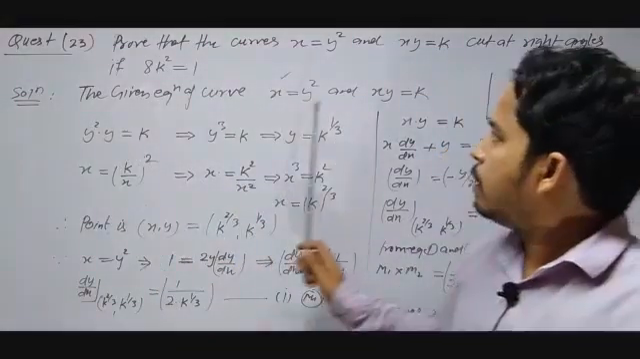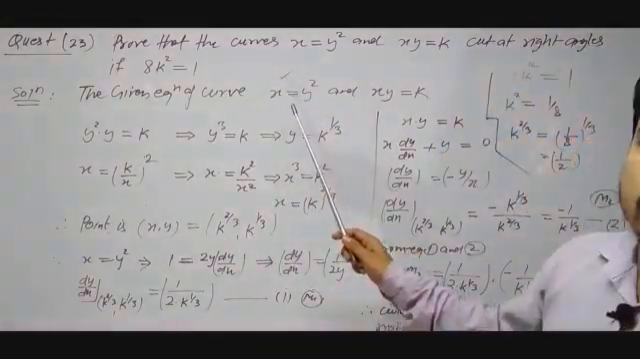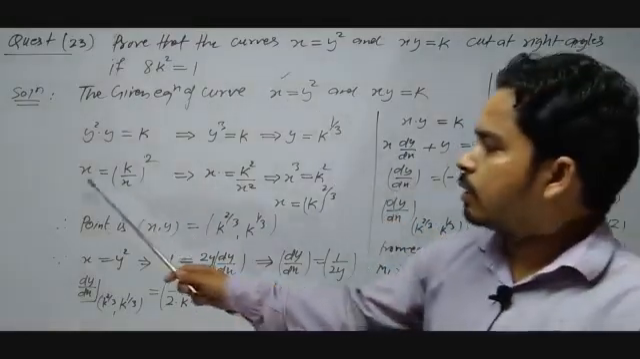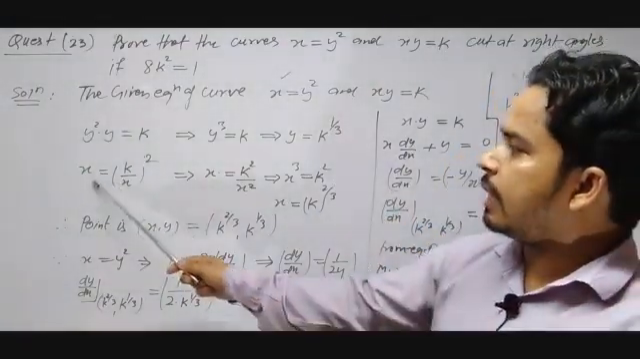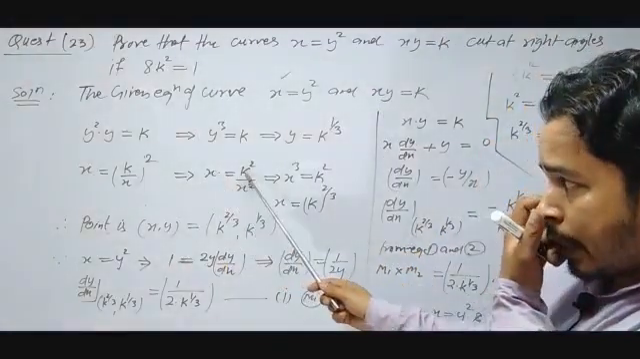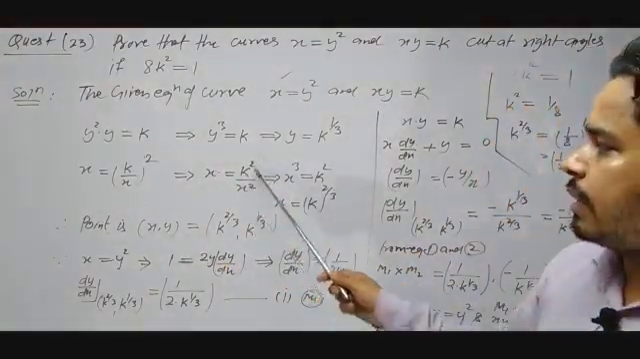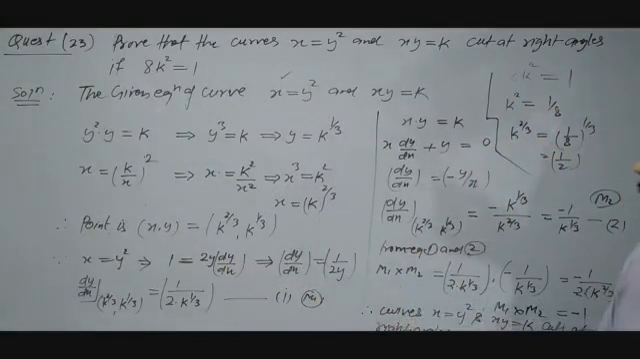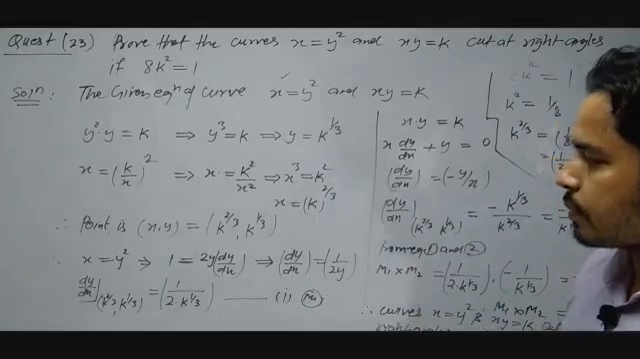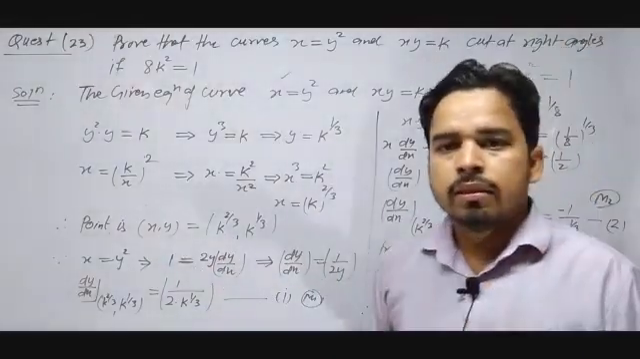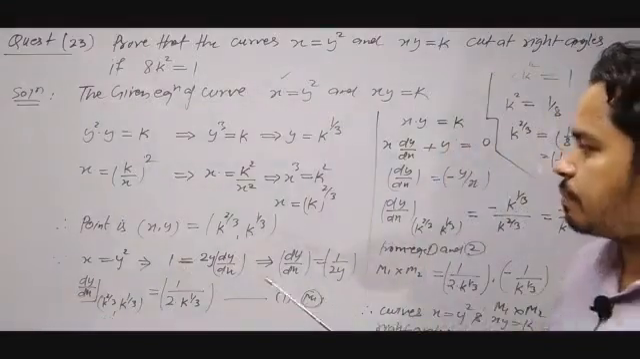Similarly, you have to convert the values of y in terms of x. You will get x is equal to k by x whole square, and x is equal to k square by x square. This implies x cube is equal to k square, x is equal to k to the power 2 by 3. So this is the point where the curves are intersecting.